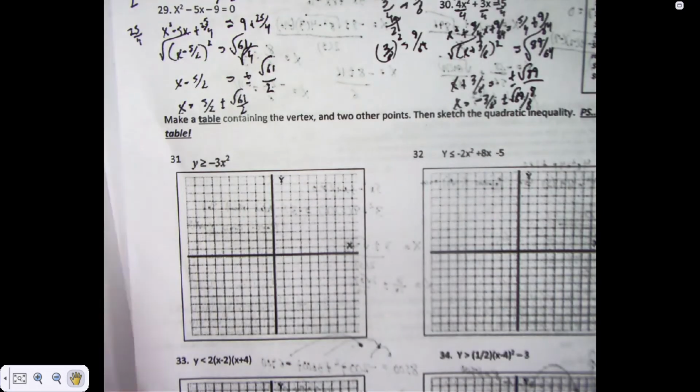Let's see, make a table containing the vertex, then sketch the quadratic inequality. It says, P.S. I want to see your table. I do want to see your table. I really do.